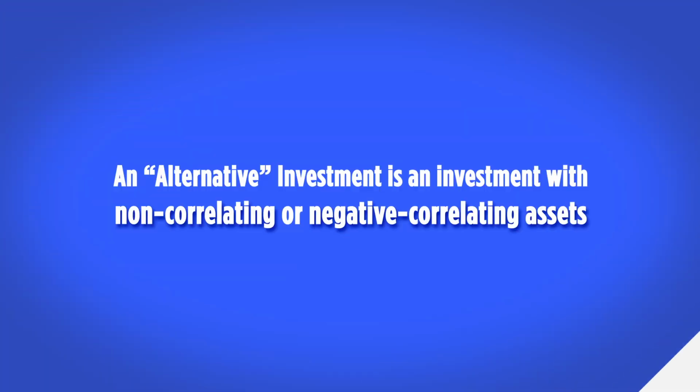So what is an alternative investment? I might define it as an investment with what we call non-correlating or negative correlating assets. When one asset in the portfolio is headed in a downward direction, we'd like to have a different asset that might be headed in an upward direction, or at least not another downward direction, given identical circumstances, the zig and zag approach.